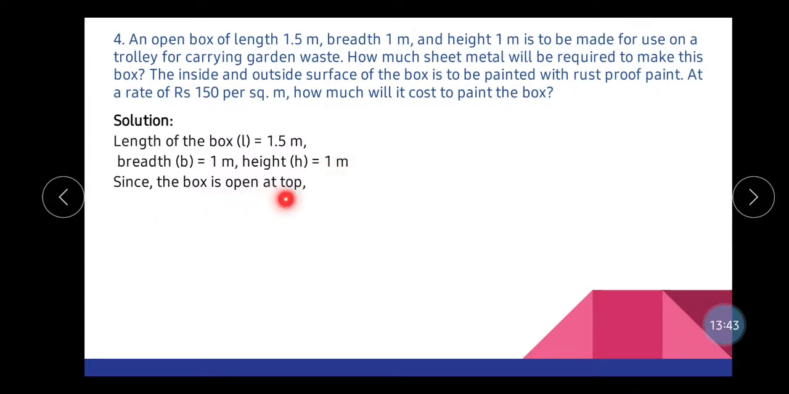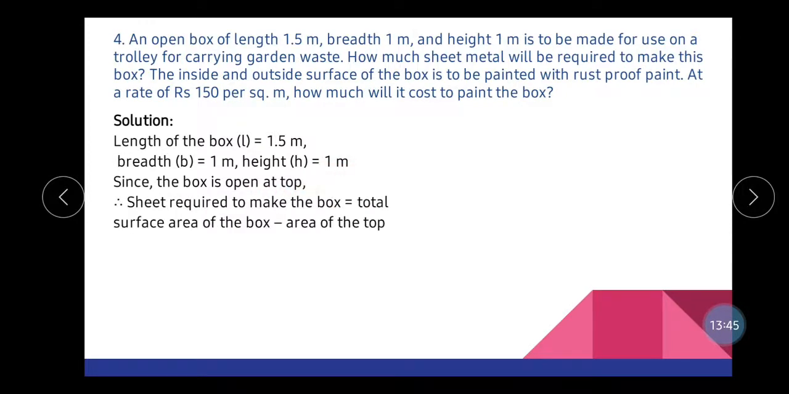Since the box is open at top, the sheet required to make the box is equal to total surface area of the box minus area of the top, because the box is open, it is already given. So the top part is length and breadth, so we need to subtract it. So the formula is 2 into (LB plus BH plus LH) minus the area of top, that is LB. Let's substitute the values.